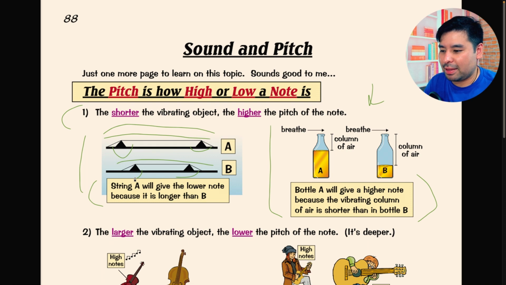So, this is the idea. The longer it is, the lower the note, okay? The higher it is, the shorter the space here to produce the note. So you get it? I hope so. If you don't understand, you can ask me again, okay? Feel free. And then we go down a little bit here.